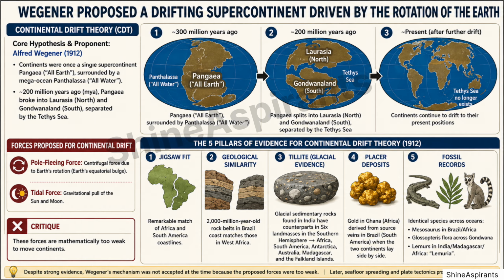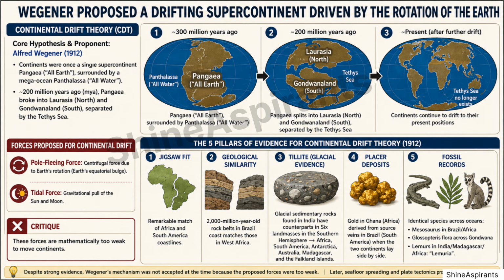Around 200 million years ago, Pangaea broke into two large landmasses. Laurasia in the north, Gondwanland in the south. They were separated by the Tethys Sea. Forces Wegener proposed for drift. Pole-fleeing force, centrifugal force due to Earth's rotation, caused by the equatorial bulge. Tidal force, gravitational pull of the sun and moon. Critique, these forces are mathematically too weak to move entire continents. This was the biggest weakness of Wegener's theory. He had the right idea but could not explain the mechanism.